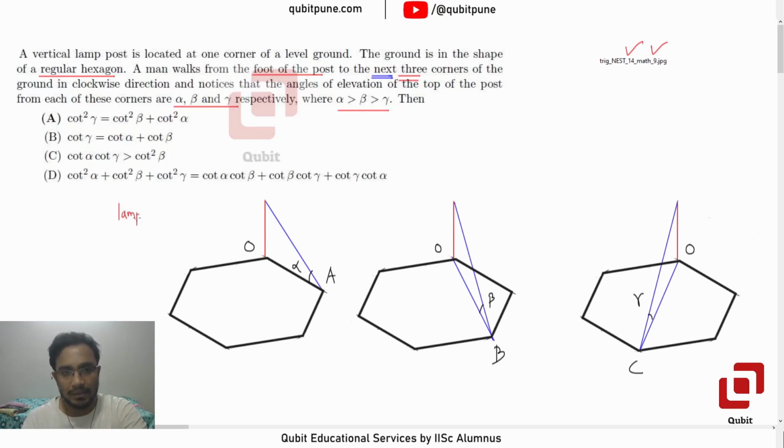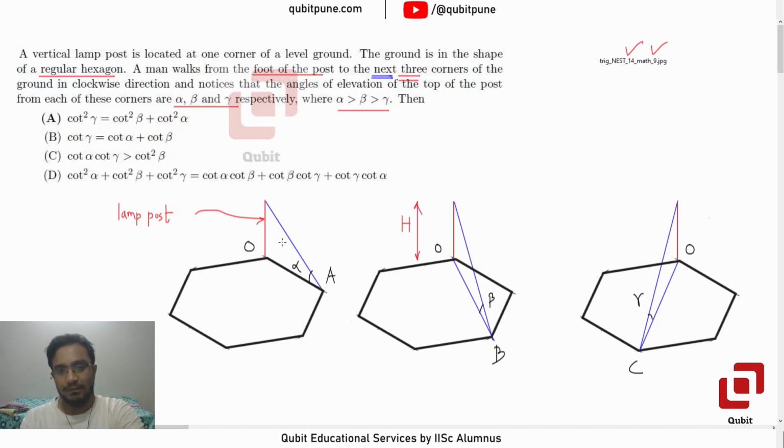Let us suppose that its height is capital H. Let us suppose that the height of the lamp post is capital H, and as they have said, the angles of the elevation of the top, they are alpha, beta and gamma.